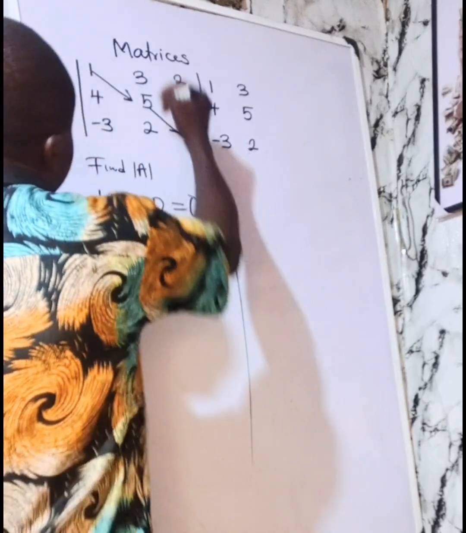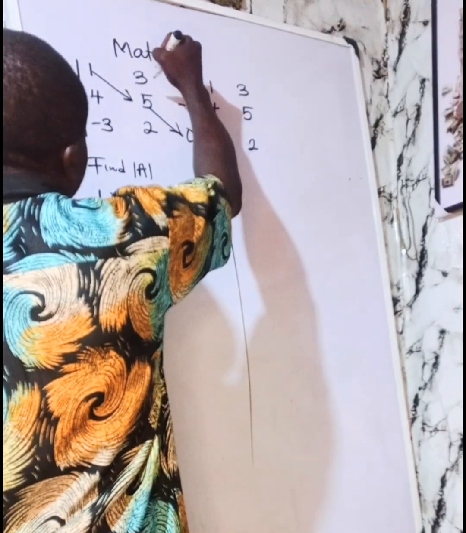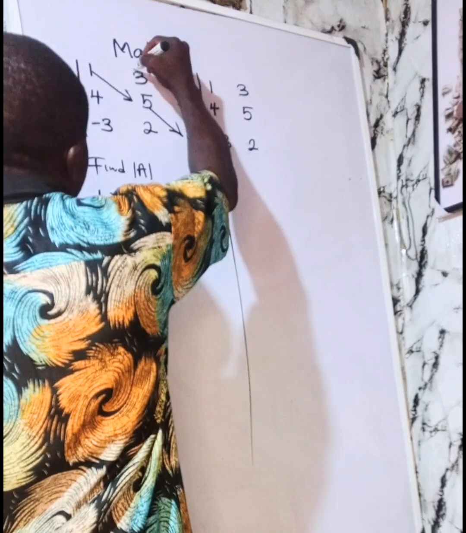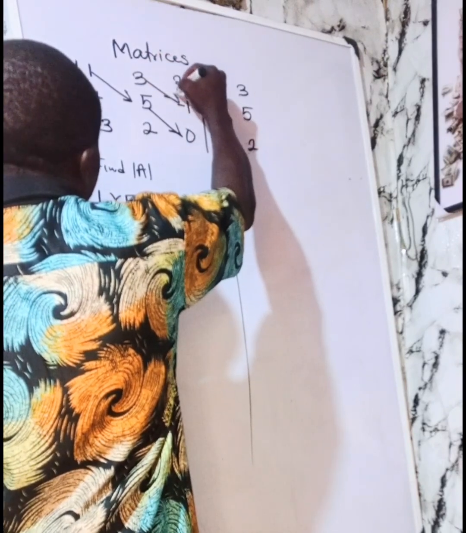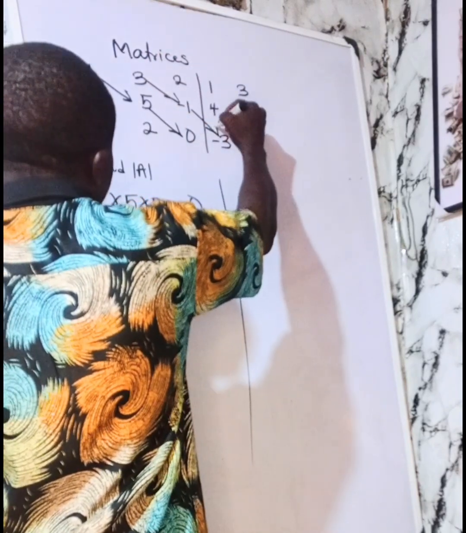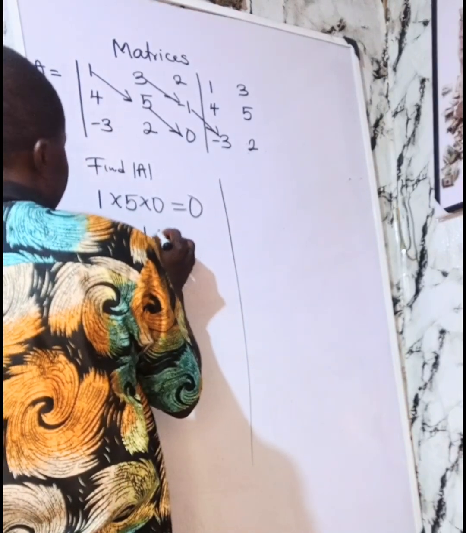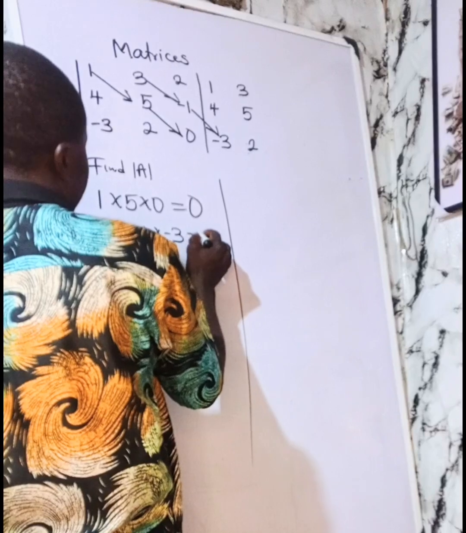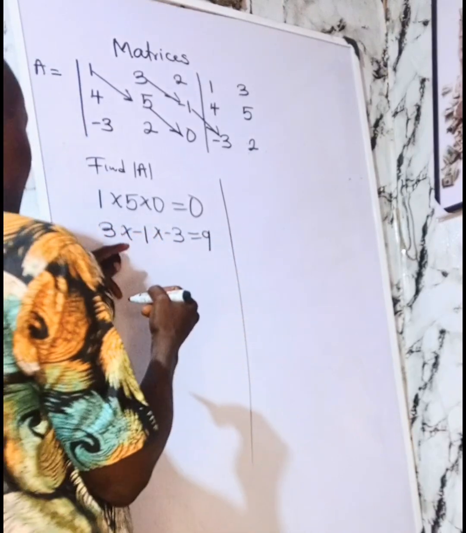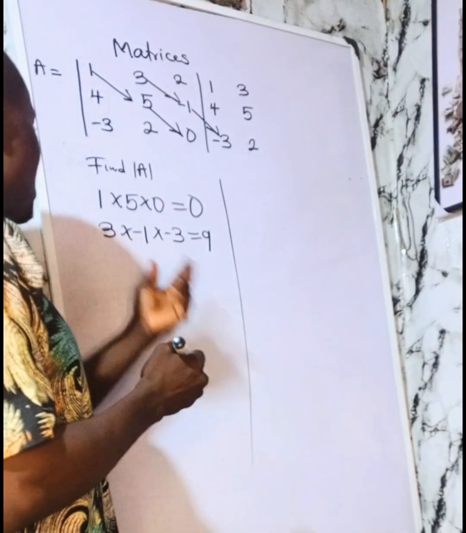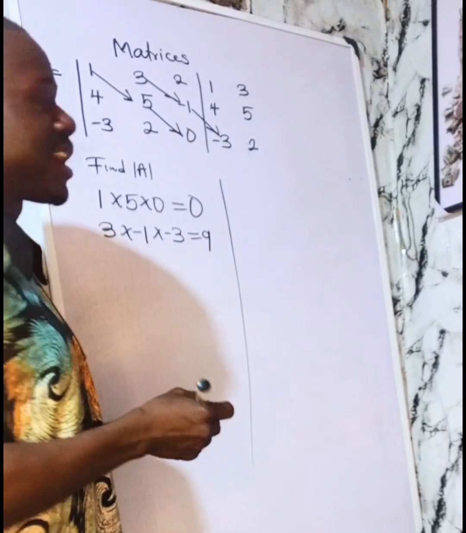Now we'll go for the second diagonal. This second diagonal is going to be from 3 to minus 1, from minus 1 to minus 3. This will give us 3 multiplied by minus 1 multiplied by minus 3, which will give us 9, because 3 times minus 1 is minus 3. Minus 3 times minus 3 is positive 9.